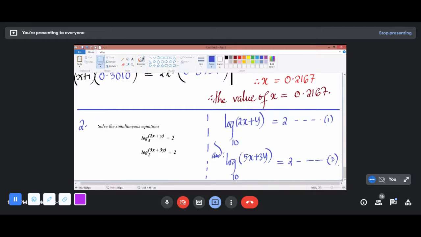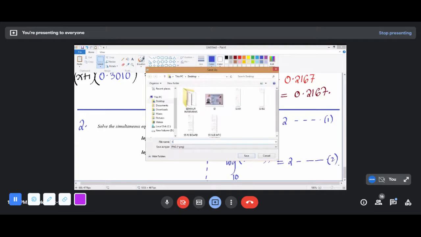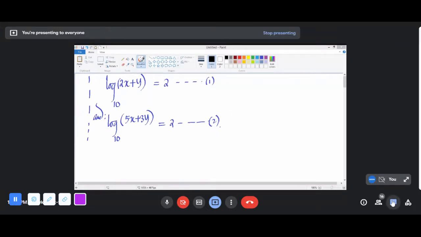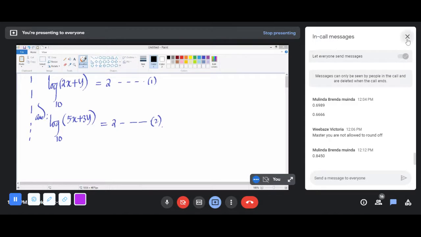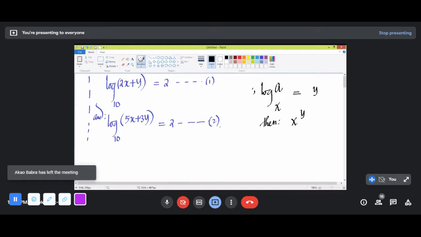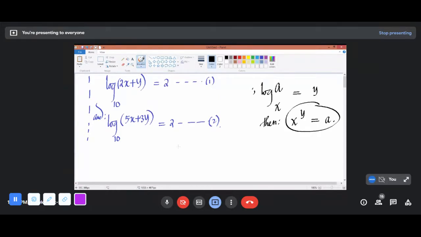So the question is, how will we go about that? How can we solve those two equations? Which law are we going to recall? We have to recall the law of changing logarithms into index form, where when given log a to base x is equal to some value, say y, then x to power y is equal to a, by laws of change of logarithms into indices.